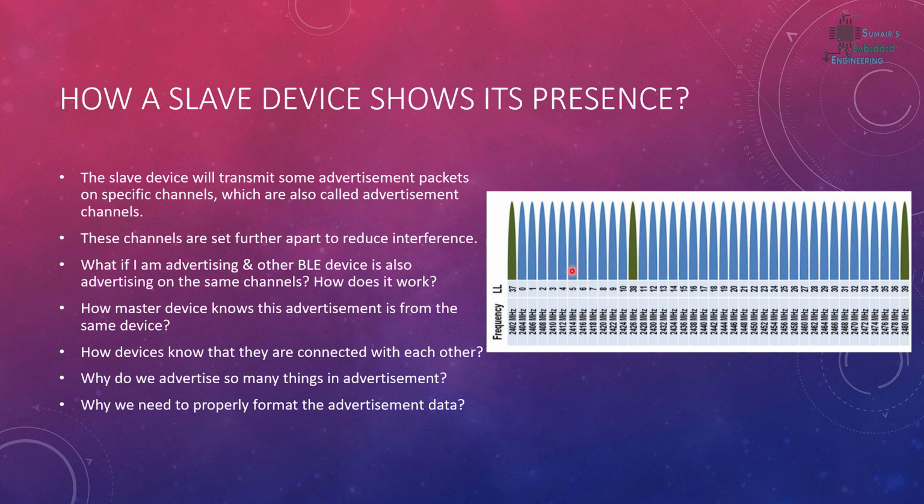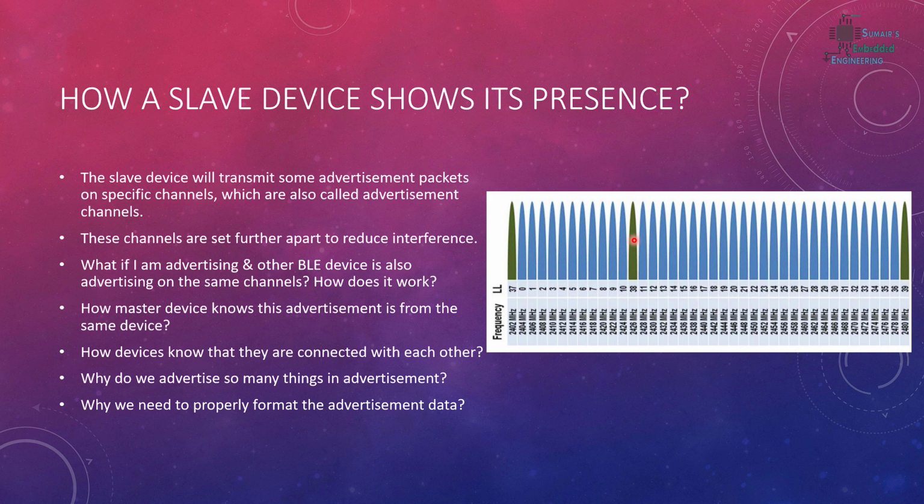Now let's see, the slave device will transmit some advertisement packets on specific channels. These channels are 1, 2, and 3, and all the other channels that you are seeing in blue color are the data channels, which are the secondary channels. The channels are set further apart to reduce the interference.